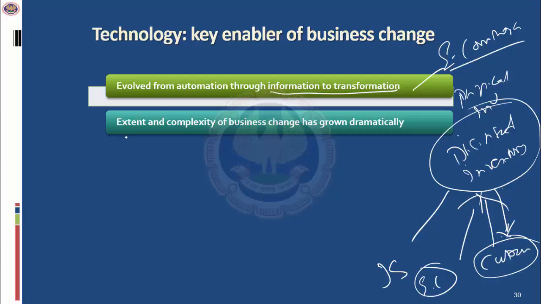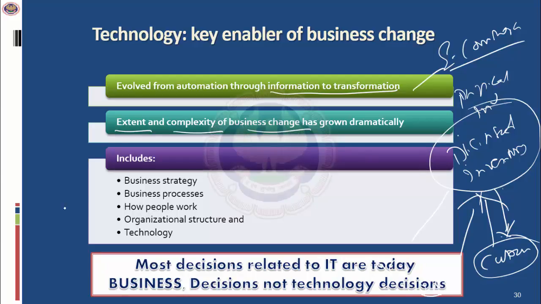We also know that the extended complexity of business change has grown dramatically, which means there is an impact on the business strategy, the business process, how people work, organization structure and technology. All these have changed drastically. So it means most decisions which are taken today relating to IT are not IT decisions, but technology decisions.